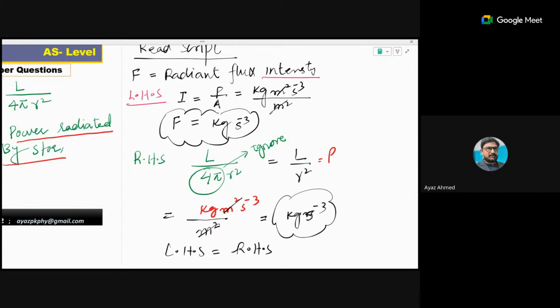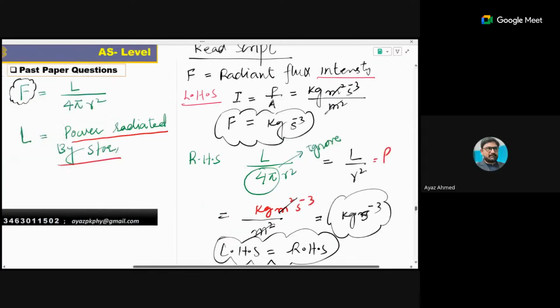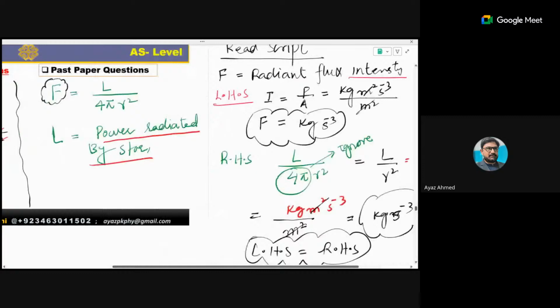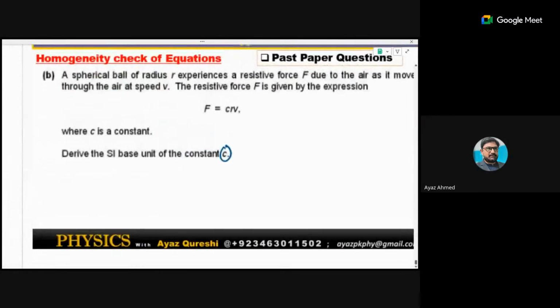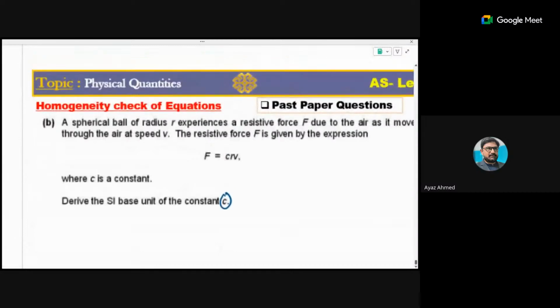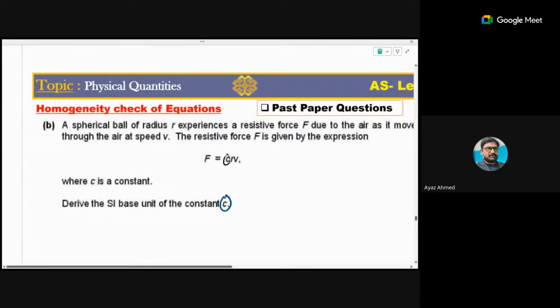Do you believe this? Yes sir. That is the homogeneity check of any type of equation. Now, if the equations are homogeneous, you can derive the SI base unit expression of any of the unknowns. For example, here your C is unknown, so you are supposed to calculate its SI base unit expression. First make C the subject. So it would become F divided by r into v.